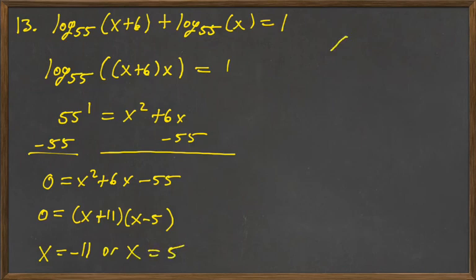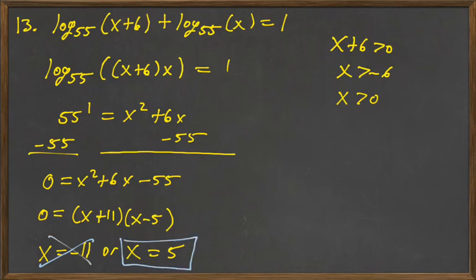Now we need to run our check, so we'll go ahead and take the arguments of x plus 6 and x and set them greater than 0. So on one hand, x must be greater than negative 6, and on the other hand, x must be greater than 0. Negative 11 doesn't meet either requirement, so we throw that out. However, 5 is good. Okay. All right, the next one is kind of a cool problem.